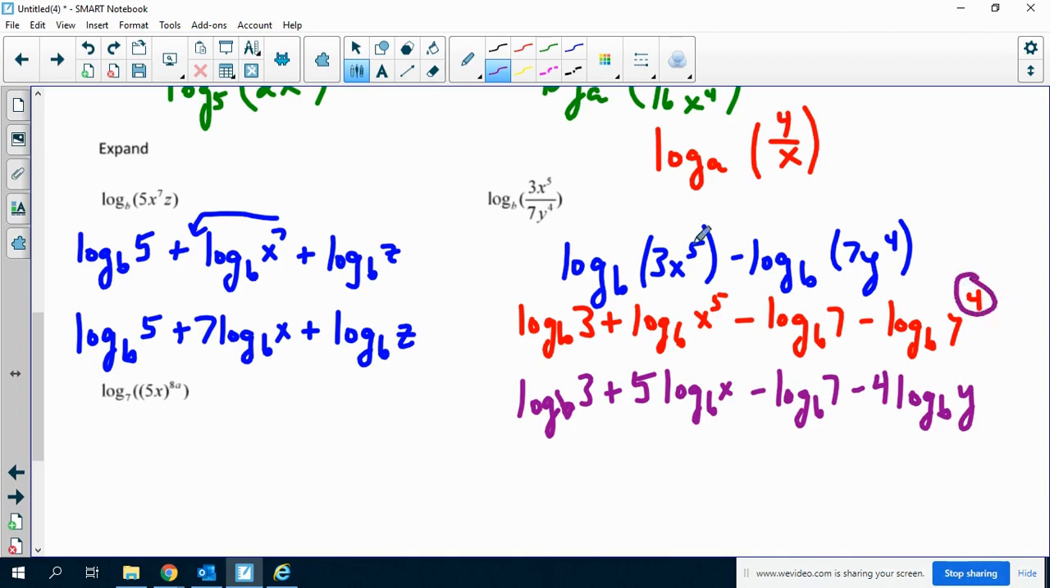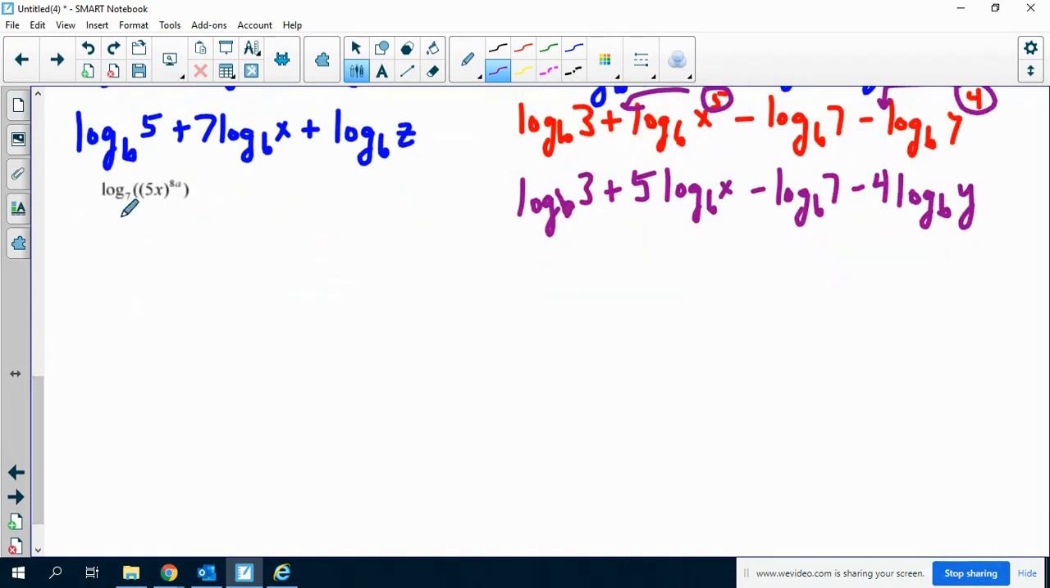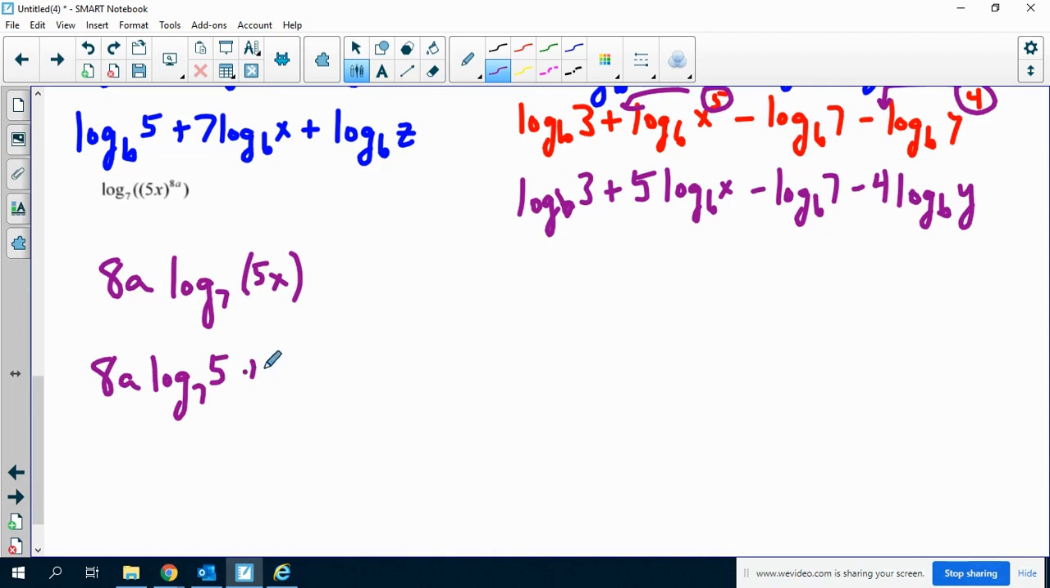And that comes from taking these exponents and moving them down to be coefficients. Now finally we have this log base 7. Notice that 8a is an exponent for the entire inside. So I can move 8a to be a coefficient right away. 8a log base 7 of 5x. Then I can have 8a log base 7 of 5 plus 8a log base 7 of x. And that would be my final answer because I can use the product rule to separate those.